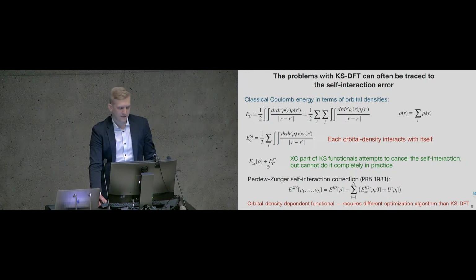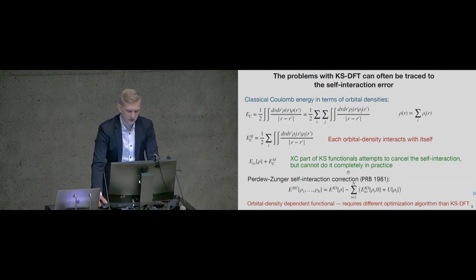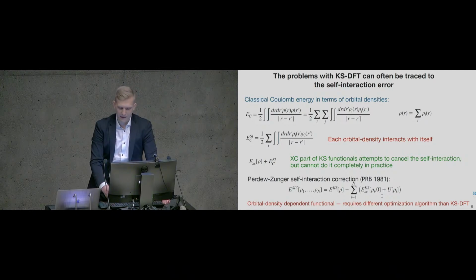So what we need to do in practice is construct the exchange correlation functional in such a way that it cancels this error, but it can never do this completely in practice. Perdew and Zunger proposed a procedure which estimates the self-interaction error for each single orbital and then just subtracts this error from the Kohn-Sham DFT functional. But the problem here is that this functional depends on each and every orbital density. So it's not a unitary invariant functional. We cannot use the canonical orbitals as we choose in Kohn-Sham DFT, and this is why we need to develop another algorithm to find stationary points of this energy functional.